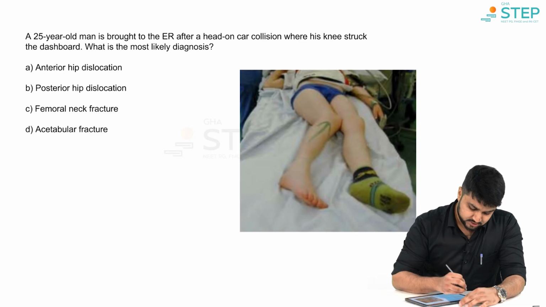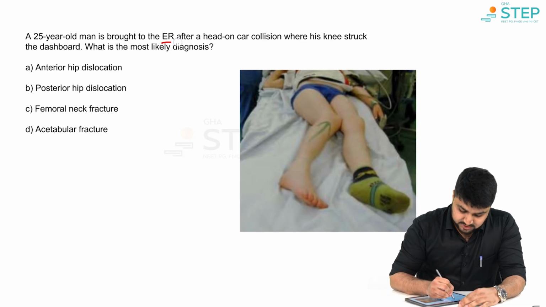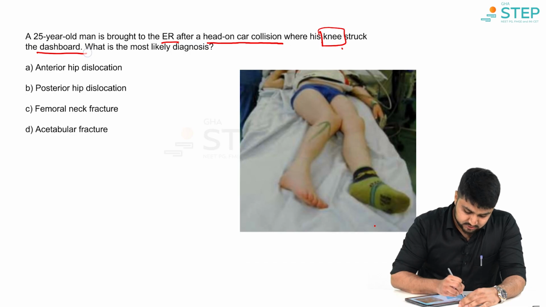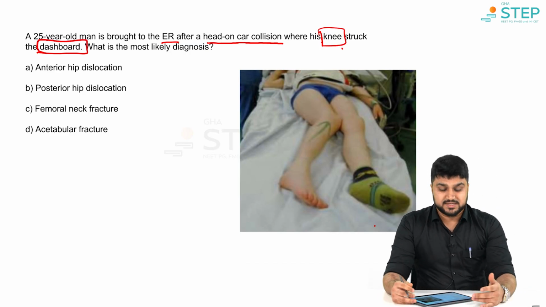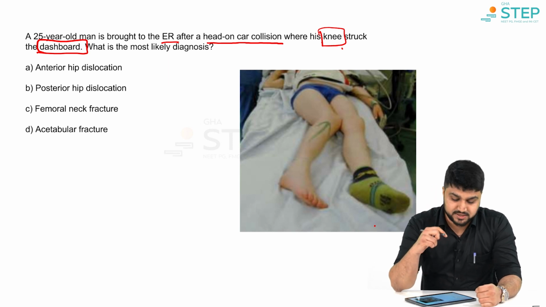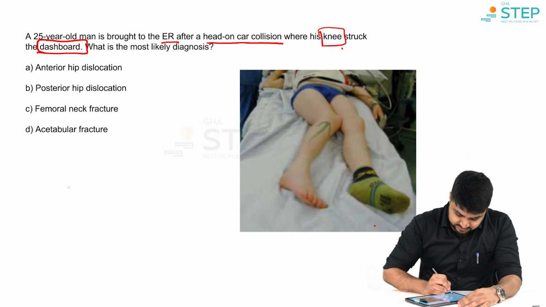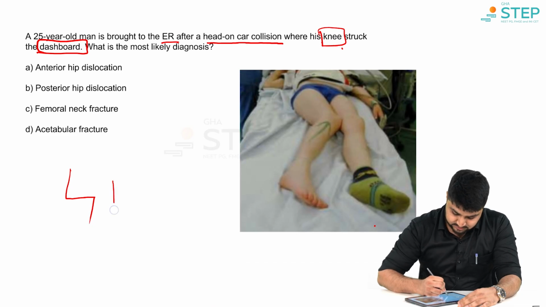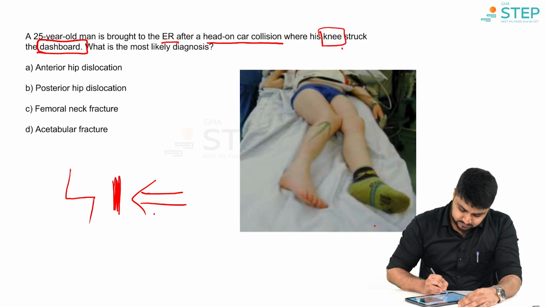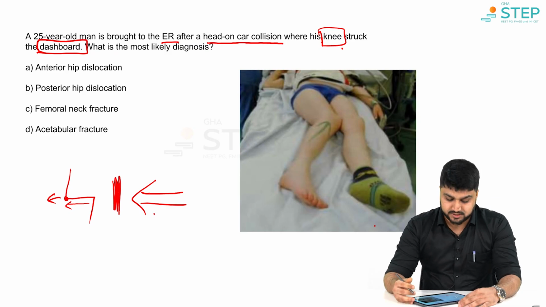The next question here, a 25-year-old man is brought to the ER after a head-on car collision where his knee struck the dashboard. So, basically this is an example of a dashboard injury. A dashboard injury to the knee, the first thing that should come to your mind is a posterior dislocation. So, basically it is a guy who is sitting like this, this is the dashboard, and there is a head-on collision. So, the knee hits the dashboard and this force is propagated upwards at the hip, and the hip dislocates out posteriorly. So, we will confirm our diagnosis with the image.